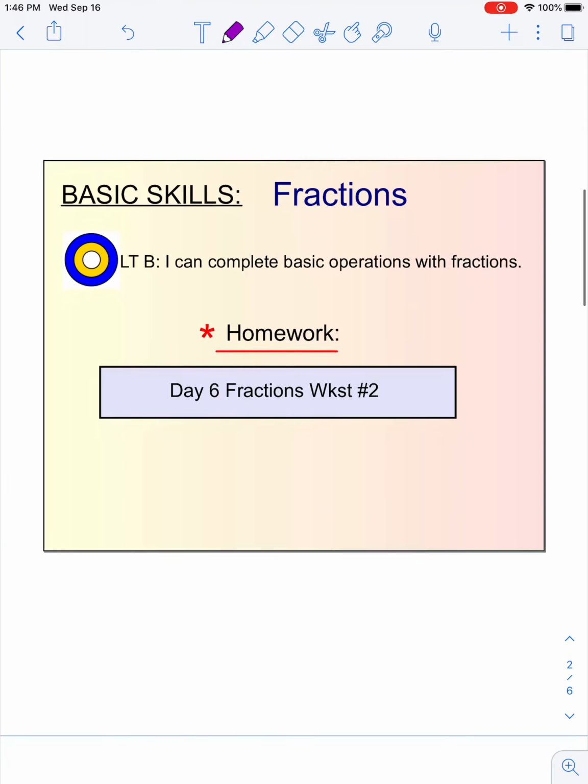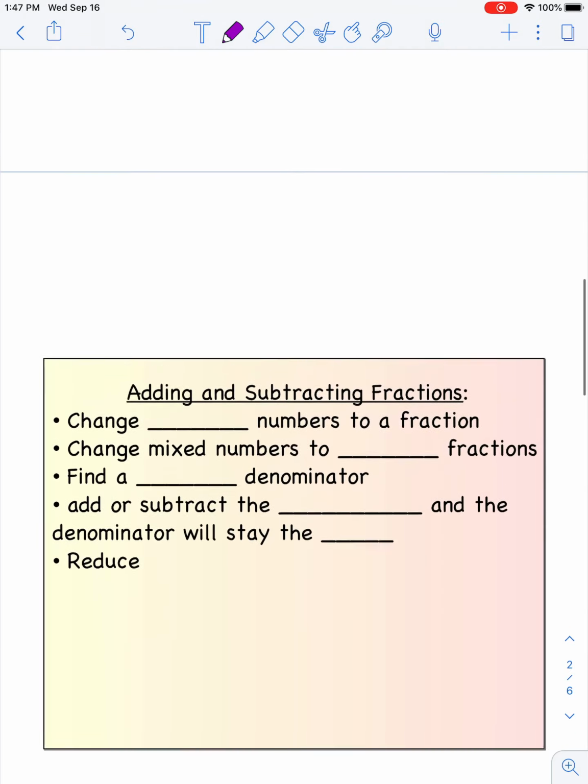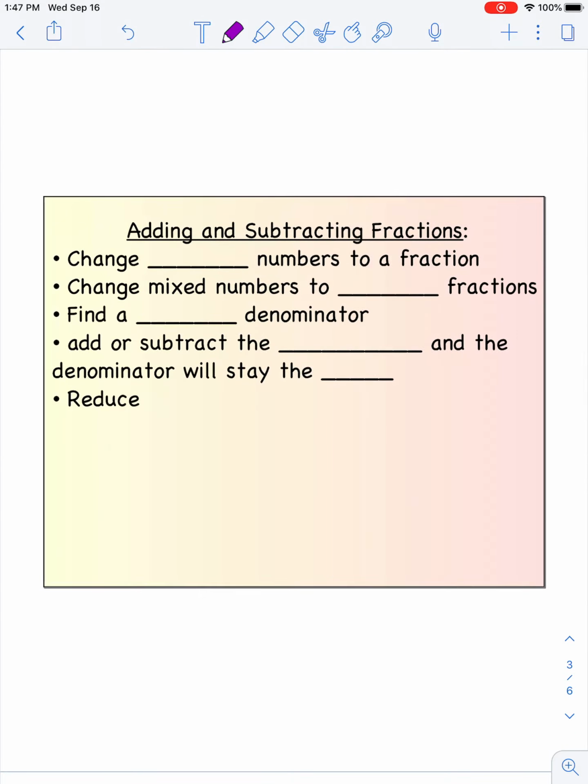So, in the basic skills, the homework for today is your fraction worksheet number 2 for day 6. So today we're going to work on adding and subtracting fractions.